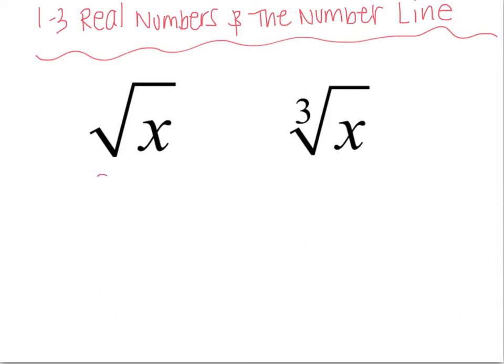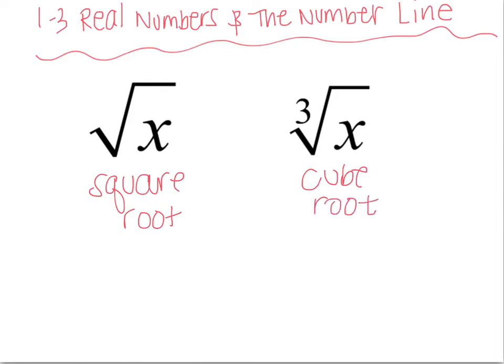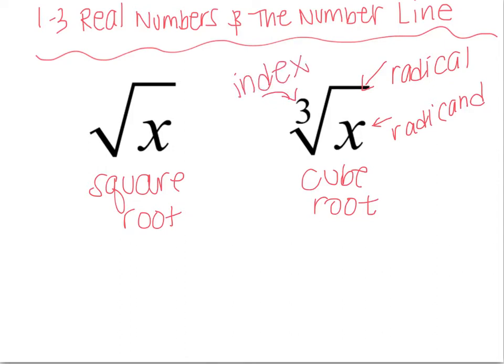The one on the left is a square root. The one on the right is a cube root, and these are just important ideas to know for the year. We said these square root symbols, or a cube root symbol, the piece around it, in both cases, is the radical. The piece inside of it, so in both pictures, the x is the radicand, and the number here is referred to as the index.